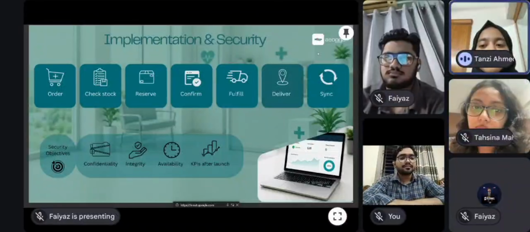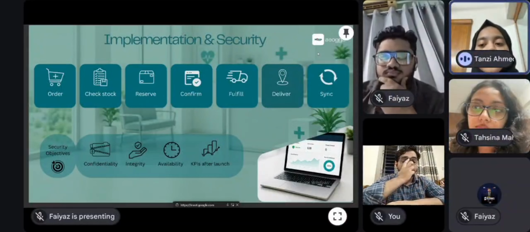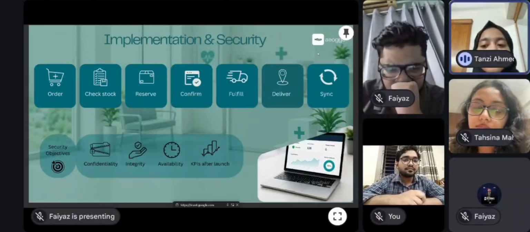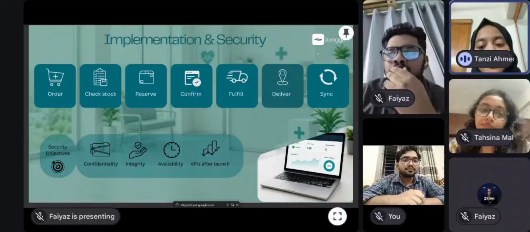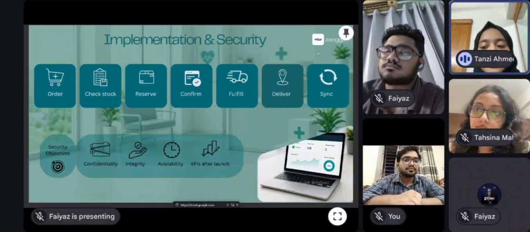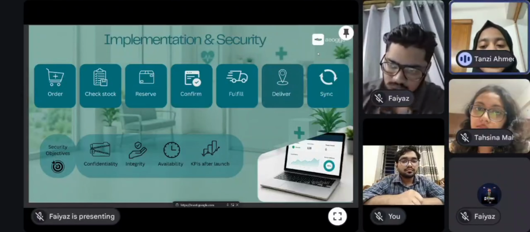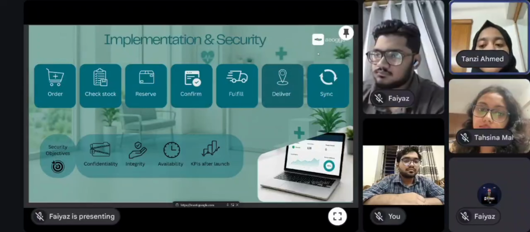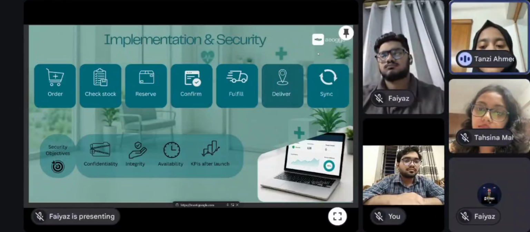Now we will talk about the implementation and security. This slide shows how the system handles an order. First, the customer places an order and the system checks the stock. If the product is available, it is reserved and confirmed. Then the order is fulfilled and delivered. Finally, the information is synchronized across the system. Security is also important. The three main objectives are confidentiality, integrity, and availability. This ensures that information stays private, accurate, and accessible when needed.